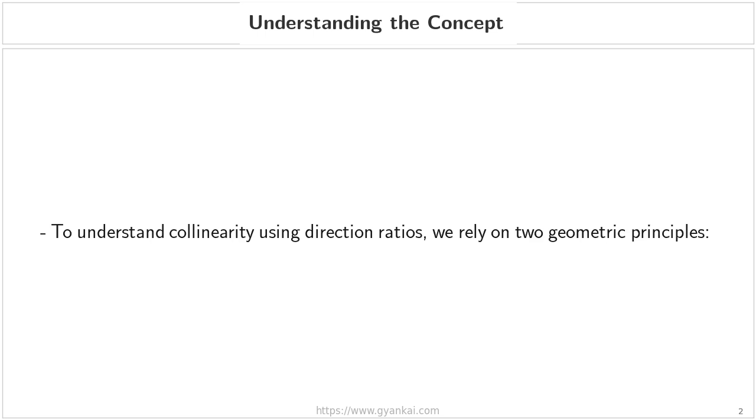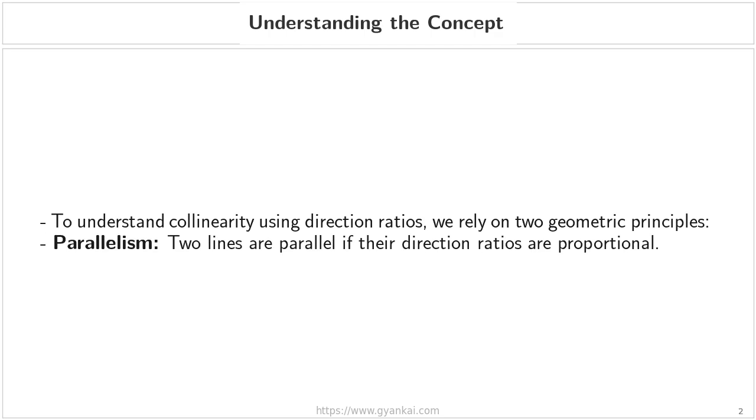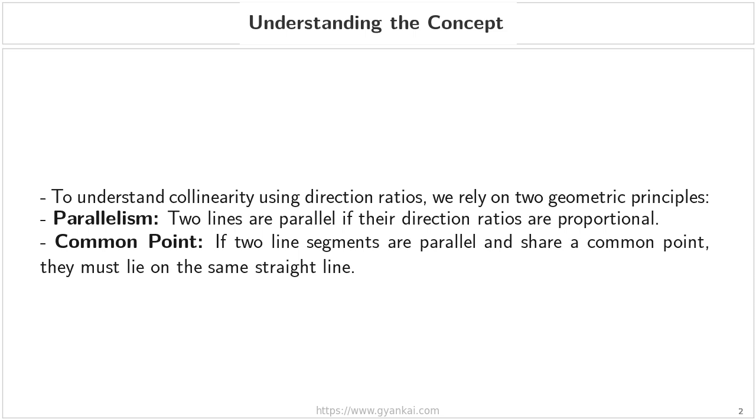Understanding the concept. Now that we have defined what collinearity means in our first slide, let's dive into the underlying logic. To understand how we can use direction ratios to prove collinearity, we need to rely on two fundamental geometric principles. First, we have the concept of parallelism. In three-dimensional space, we can determine if two lines are parallel by checking if their direction ratios are proportional to one another. Second, we look at the common point principle.